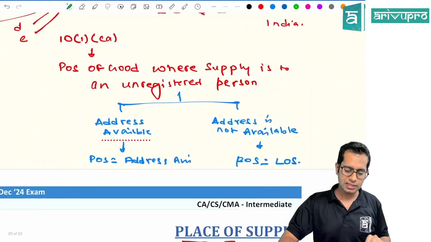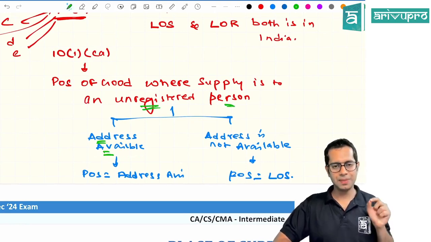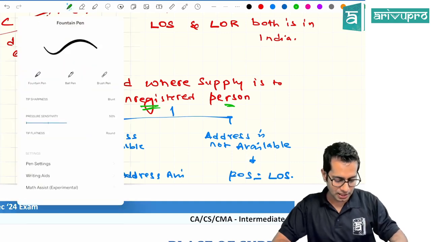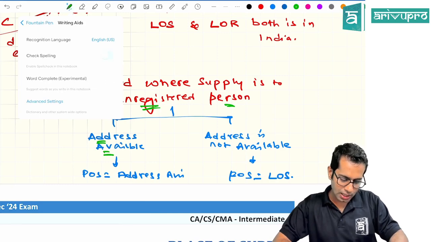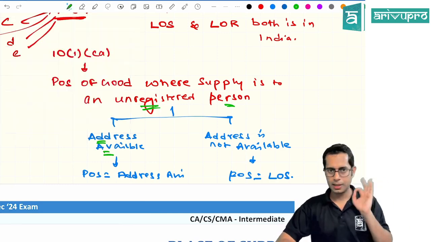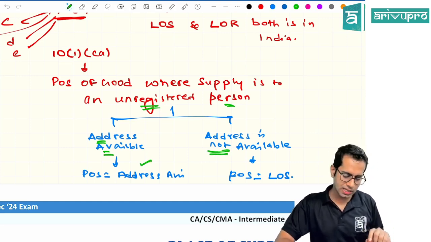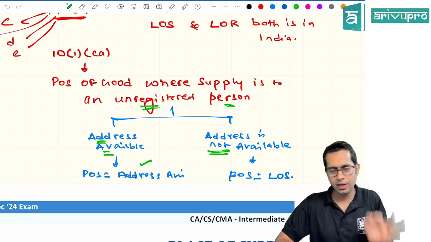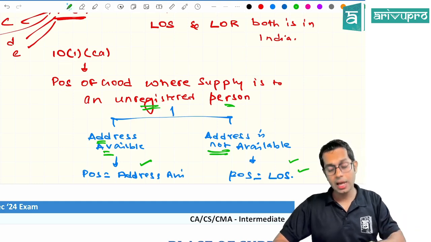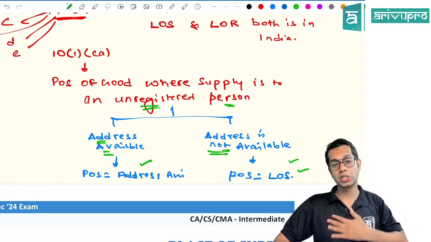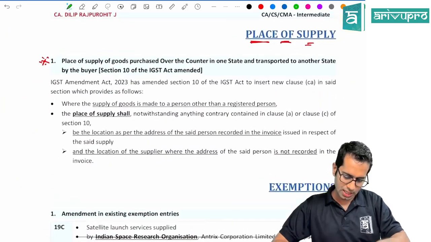Whenever there is a supply made to an unregistered person, check whether the address is available. In simple words, check whether the address of that unregistered person has been recorded in the invoice or not. If the address is recorded, then whatever address you have recorded in the invoice will be taken as the place of supply. And if the address is not recorded, then the supplier's location only will be taken as the place of supply. So this is a new amendment.